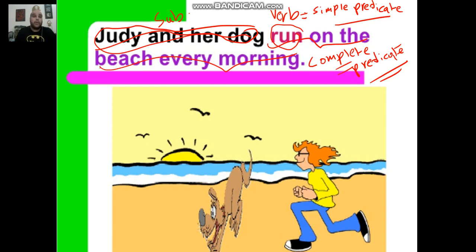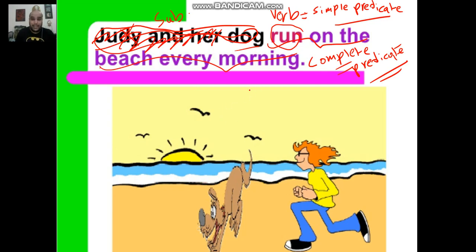Or you can ask, if we omit Judy, for example, and her. If we omit Judy and her, take the dog run on the beach every morning. You're going to say what? Because it's not a person. What is running on the beach every morning? It's the dog. You see?